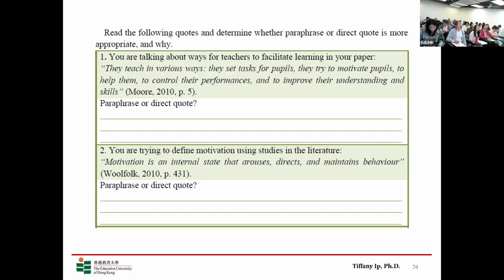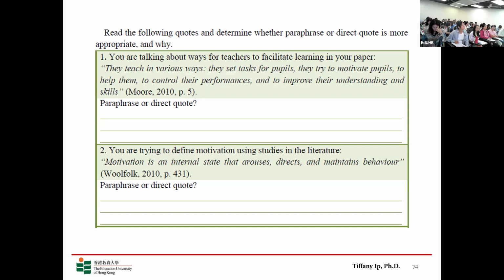It's fine. So for number 1, we give you a bit of a context. So you're trying, in your paper, to talk about ways for teachers to facilitate learning. And then you read the source by Moore, 2010 on page 5, giving you the page number. It's like in case you want to use direct quotes, then you can use that. They teach in various ways. They set tasks for pupils. They try to motivate pupils to help them, etc. So imagine your paper, you want to mention that. Then how would you rephrase it?